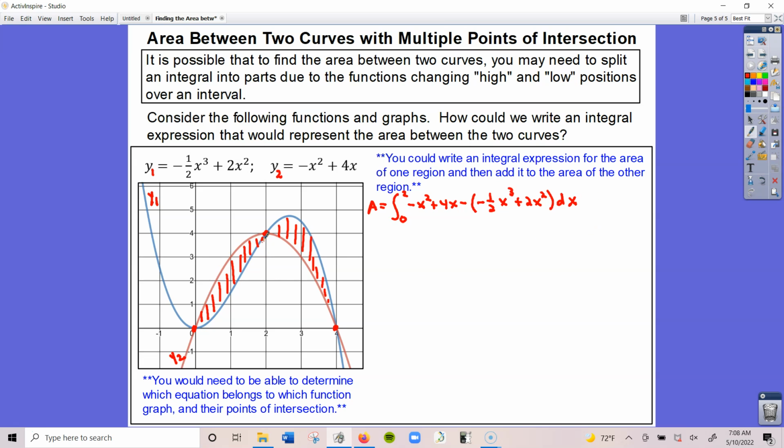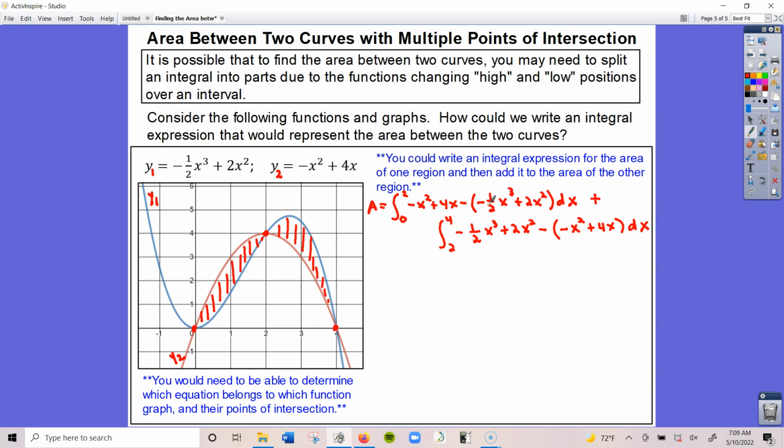That's for the first section. Now I'm going to add the second section. So that's a separate integral. That's going to be from 2 to 4, but now my cubic function is on the top, so that's going to go first. Negative 1/2 x to the third plus 2x squared minus, and the low function, which is my parabola, the negative x squared plus 4x.